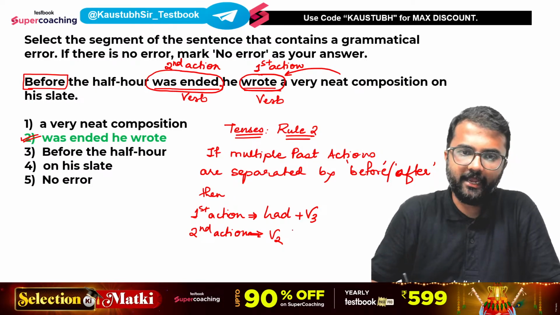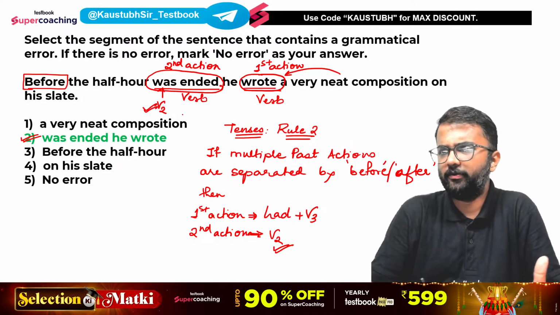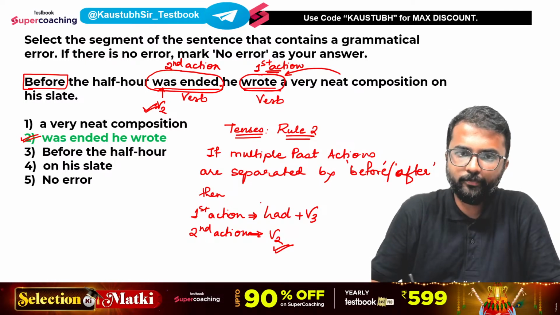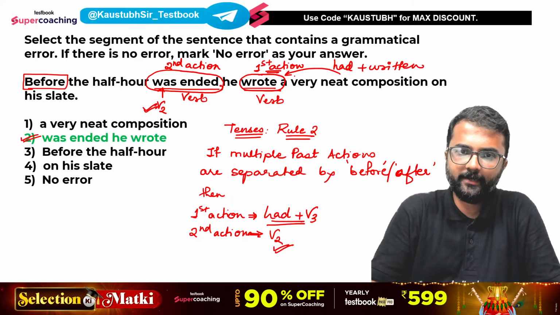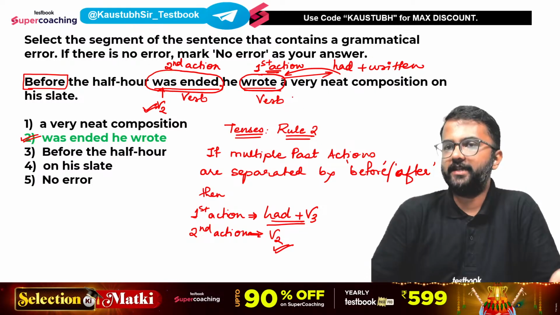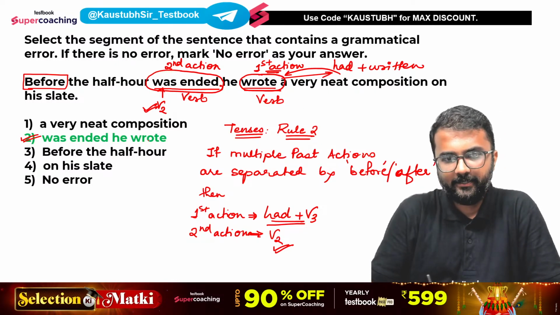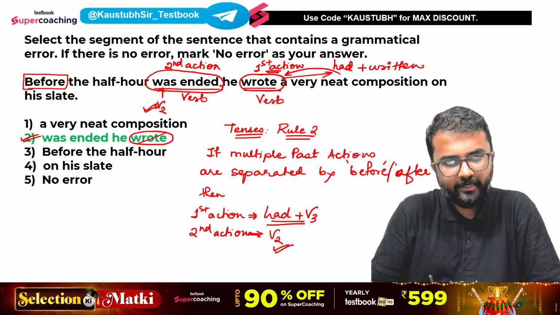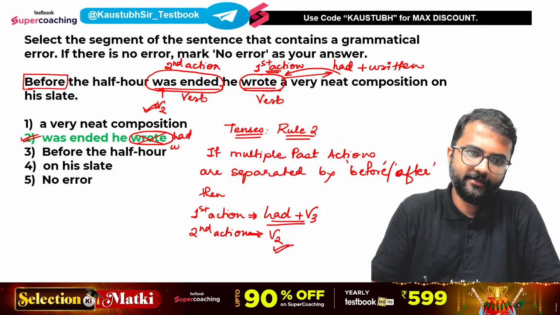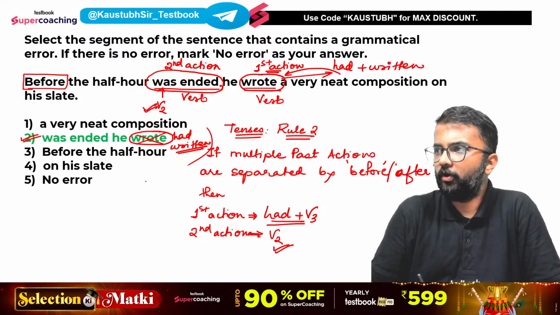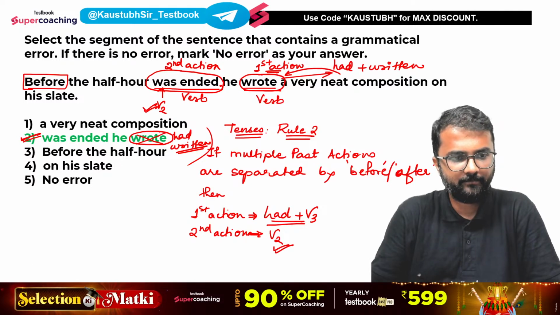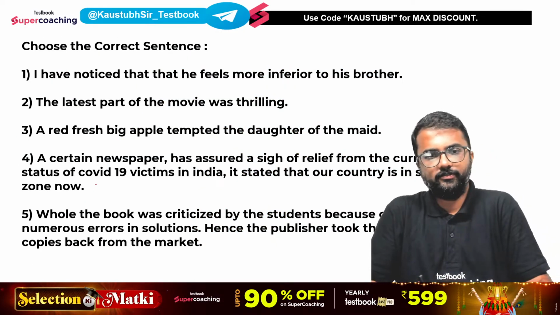Now the second action can be written in V2 form. So in "was ended", was is actually V2 form. That works, no problem. But the first action has to be in past perfect tense. In place of wrote, what will come? Had written will come. He had written a very neat composition on his slate. So the verb wrote here is actually wrong. Here had written will come. This is the rule. It's called rule number 2 of tenses, and that is precisely what they have asked here. Okay? Did everyone understand?